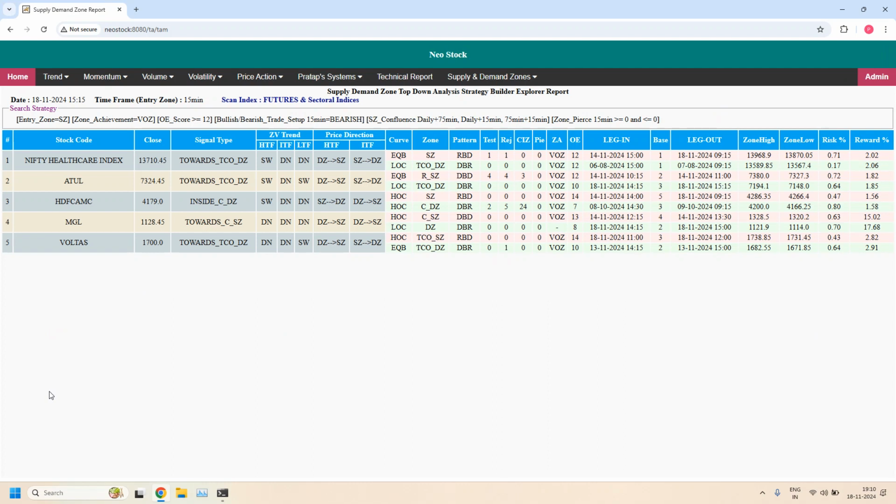What does it mean? That means all these 15 minute supply zones are part of the 75 minute supply zone, both together again part of the daily supply zone. And for those daily supply zones, that is HTF is daily, the last 2 stocks are having a downtrend. If any of these 2 stocks are having daily EMA confluence, they are even more high probability setup supported stocks.